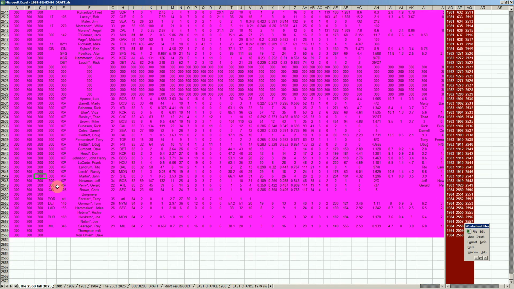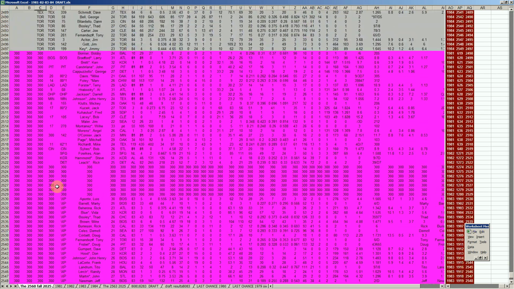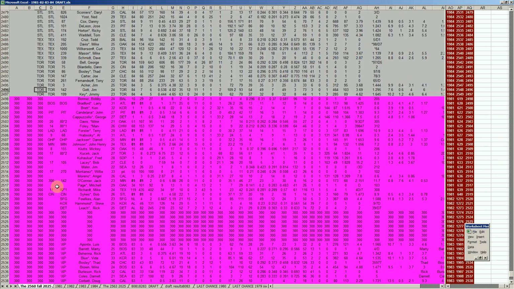So in that mix, when you look at the unknowns of how many cards of the 2560 there are, it's row 2497 minus 1884.